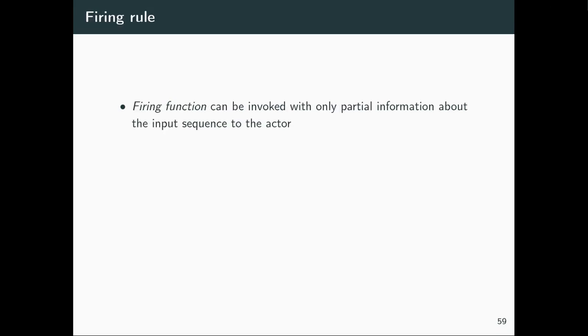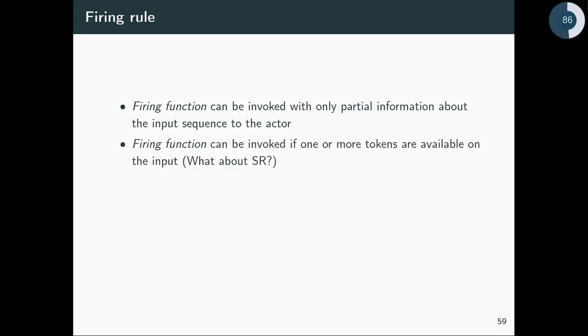Now, what is a firing rule? A firing function can be invoked with only partial information about the input sequence to the actor. So what does that mean? A firing function can be invoked if one or more tokens are available on the input.